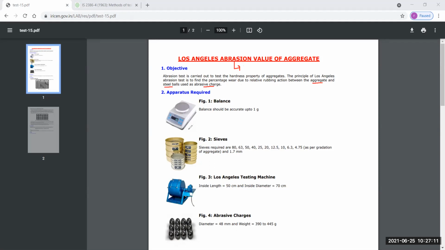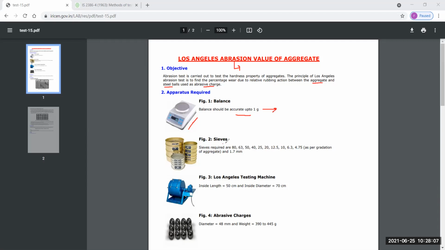Apparatus required: as in figure one, we require a balance accurate up to 1 gram. We use a balance of high accuracy because if an accurate balance is not used, there is a chance of error in our testing. If error occurs in our test, it starts accumulating and our result will come out false, and it causes deterioration of our pavement, because we would use the aggregate's hardness inadequately, since we found the abrasion value of aggregate wrong. So the balance should be accurate up to 1 gram.